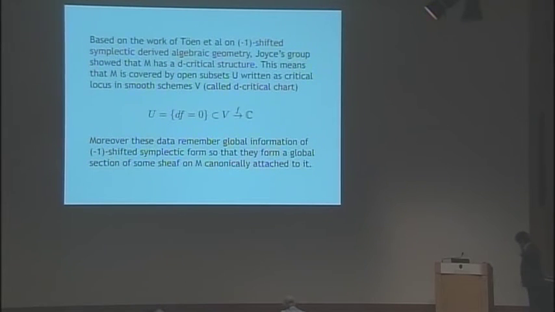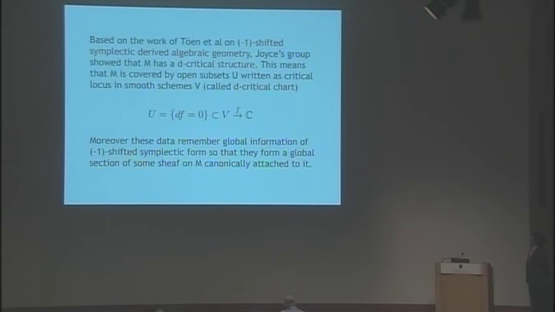Yeah, so to explain it, maybe I have to go back to the work by Toën and his collaborators on the derived enhancement of the moduli space of stable sheaves. So yes, by the recent development in derived algebraic geometry, we know that the moduli space of stable sheaves on a Calabi-Yau threefold has a derived enhancement, which also has a so-called shifted symplectic structure.